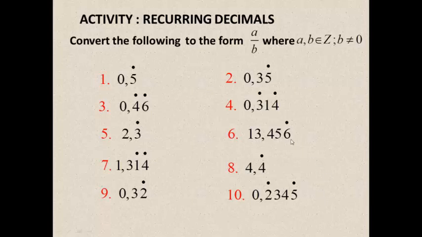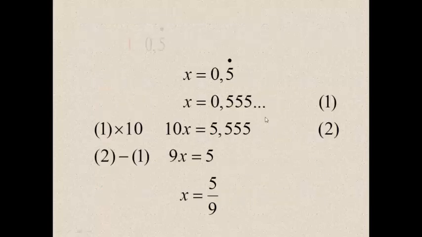Let's go to the answers, guys. Example number 1. 0,5 recurring. Guys, I'm not going to spend too much time on this. I've got equation number 1. Multiplied by 10 gives me equation number 2. In this case, it is 2 minus 1. That gave me 9x is equal to 5. And from the 9x is equal to 5, x is equal to 5 over 9. This again is a very, very basic example. If you have made an error, please go back, double check where your error is.